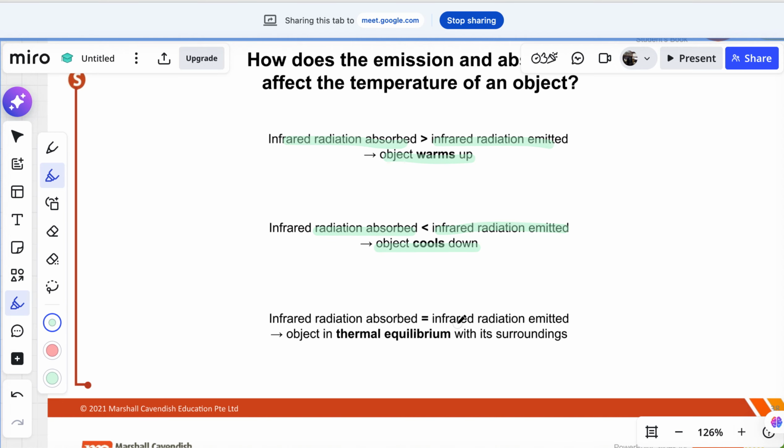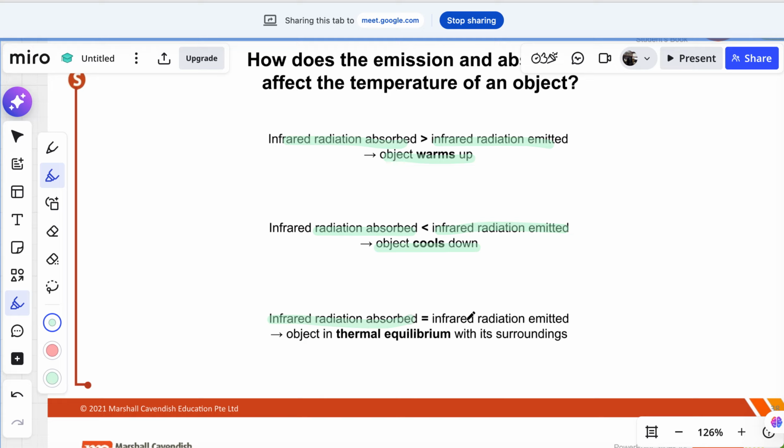When infrared radiation absorbed is equal to infrared radiation emitted, the thermal energy absorbed equals the thermal energy emitted. So the body is at equilibrium. Okay, let's move to the next one.